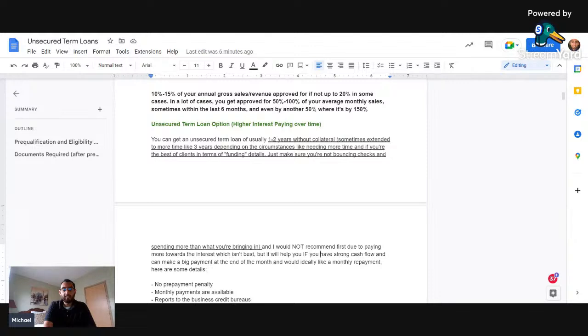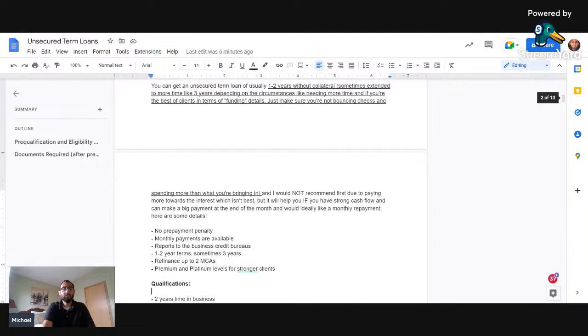So I said here I would not recommend it first due to paying more towards the interest, which isn't best, but it will help you if you have strong cash flow and can make a big payment at the end of the month and would ideally like a monthly repayment. Here are some of the details. No prepayment penalty. Monthly payments are available. Reports to the business credit bureaus. So as the other monthly term lender, they want to make sure you have business credit established and that it could be reporting. 1 to 2 year terms, sometimes 3.